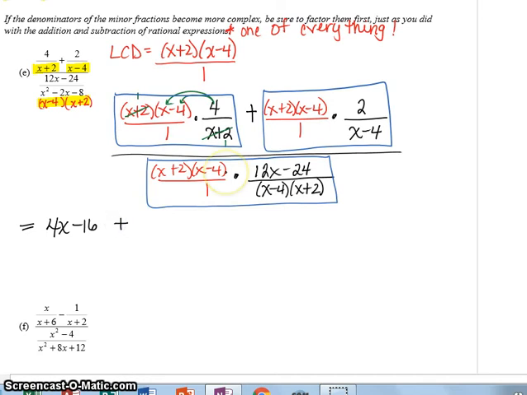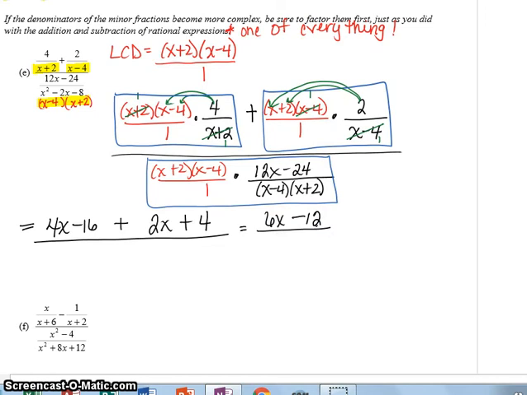Put a plus in the middle. My second blue box, the x minus 4's are gone, leaving behind 1's. So I really have the 2 being distributed to the x plus 2. And I'm going to get 2x plus 4. There's my numerator. If you wanted to clean that up and combine like terms, a 4x plus a 2x is a 6x. Negative 16 plus 4 will be negative 12. Okay, so look at how nice that new numerator is.